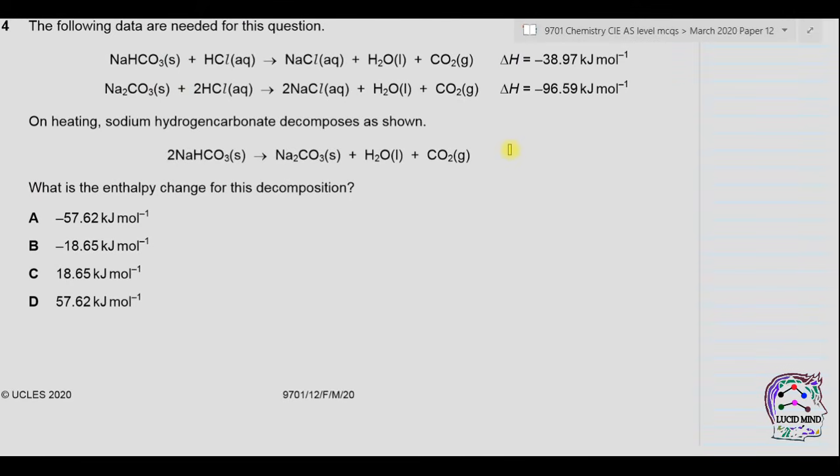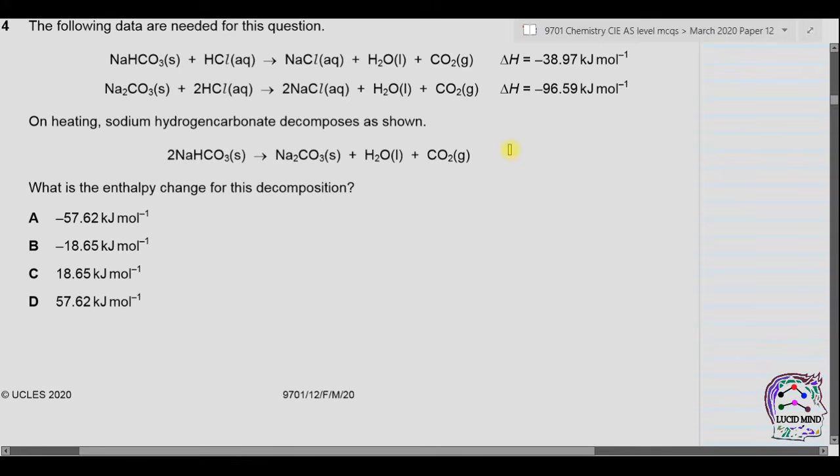Question number 4. The following data are needed for this question. Now 2 different types of enthalpies are given. One is of sodium bicarbonate. Second is of sodium carbonate. Both are reacting with HCl. On heating, sodium hydrogen carbonate decomposes as shown. What is the enthalpy change for this decomposition? So we have to find the enthalpy change of decomposition. As 3 different reactions are given, we can use Hess's law.